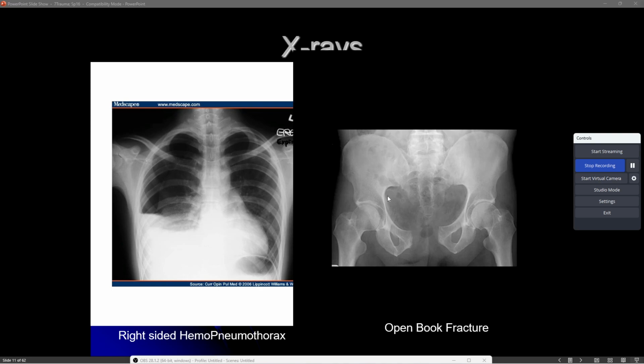Over here in the front, you can see we have a pelvic girdle. That's another X-ray. Okay, we take a peek from the front here, see what's going on. This is an open book fracture. The pubic symphysis has separated, and the entire front of the pelvis is flexing in a manner it should not be flexing in. So we can identify that.